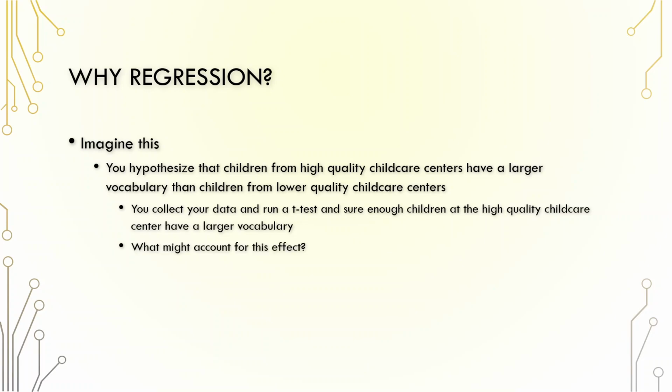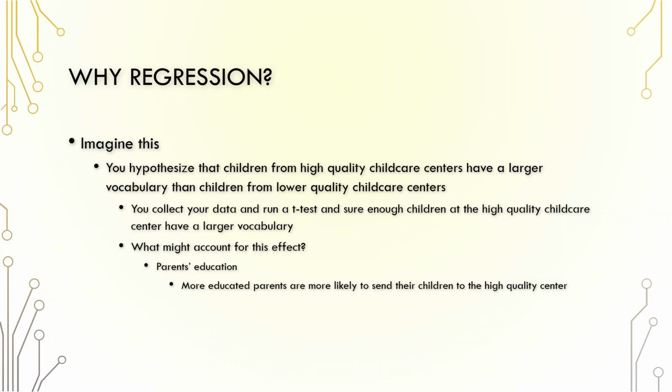But it might be a little more complicated than that, because what might actually account for that mean difference that you're seeing? Or another way to say that is, something else might account for that difference. For example, parents' education. Maybe parents who are more educated are more likely to have a higher income, and maybe they send their kids to a higher quality childcare center. So maybe the parents' education is the real cause.